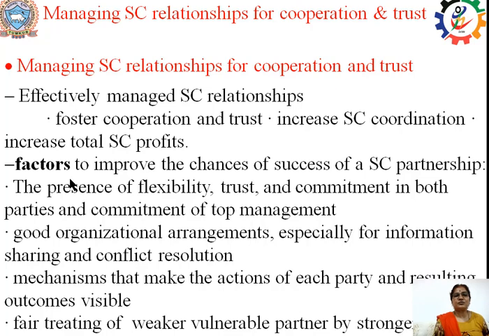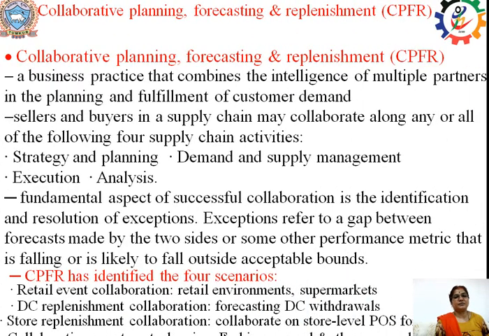What are the factors to improve the chances of success? Go for the presence of flexibility, trust, commitment, responsibility, good organizational arrangement for conflict resolution, mechanisms that make the actions of each party and resulting outcomes more visible, and fair treating, particularly because there will be weaker parties, vulnerable partners, no? So go for fair treating of them. The better you treat them, the more the supply chain profitability, and the stronger the relationship.